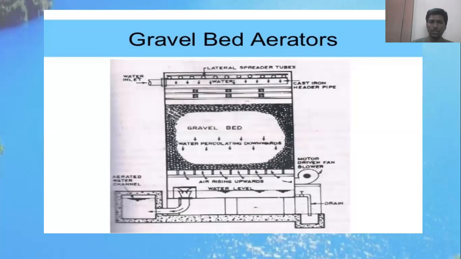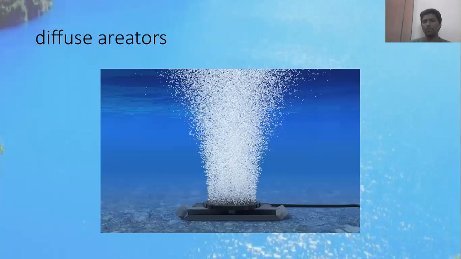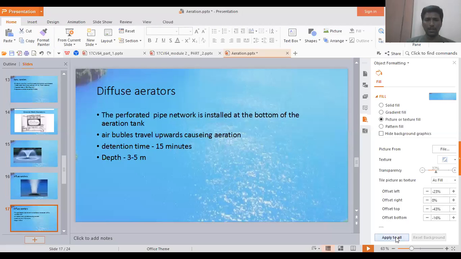The next important aspect that we come across is related to the diffuse type of aerators. Okay, what is meant by diffuse type of aerators? Okay, this is the diffuse type of aerators. Diffuse type of aerators consists of a pipe network.